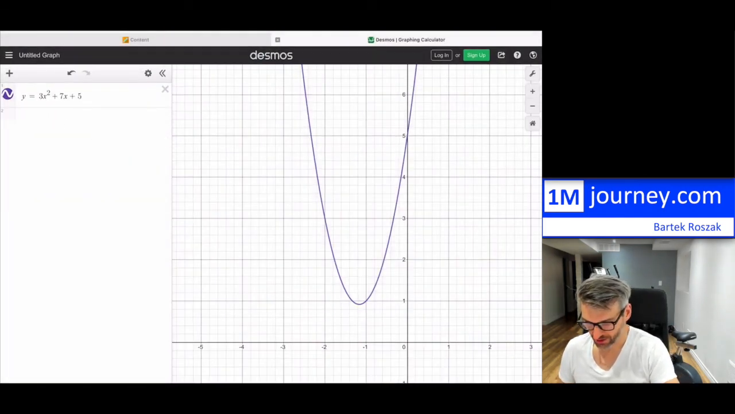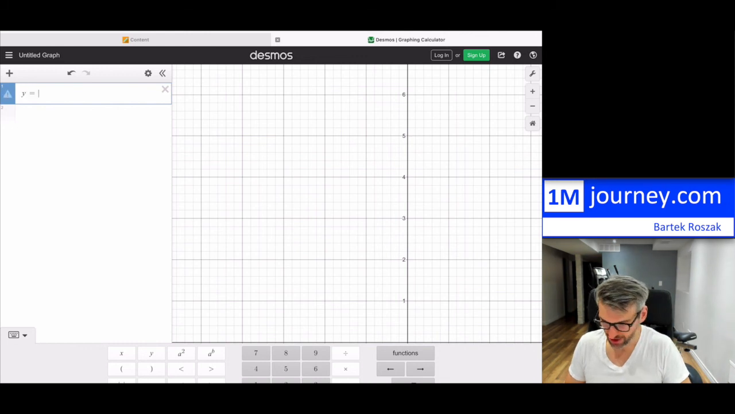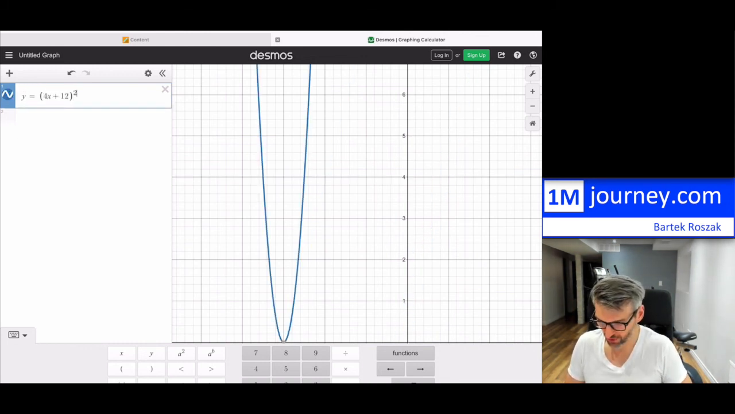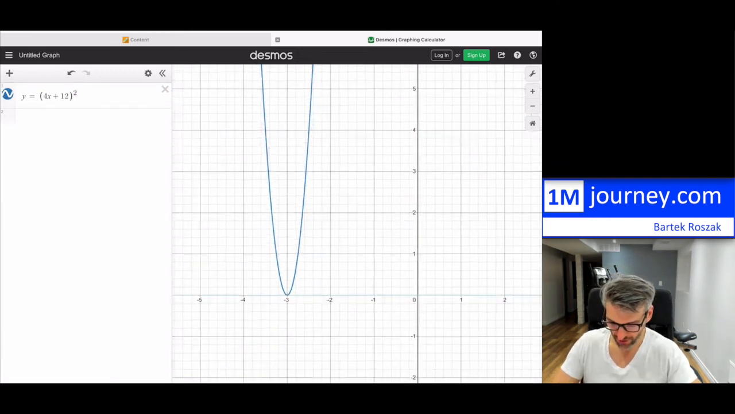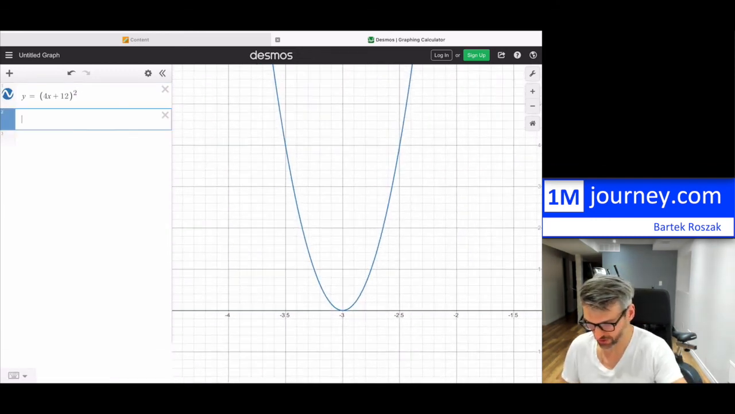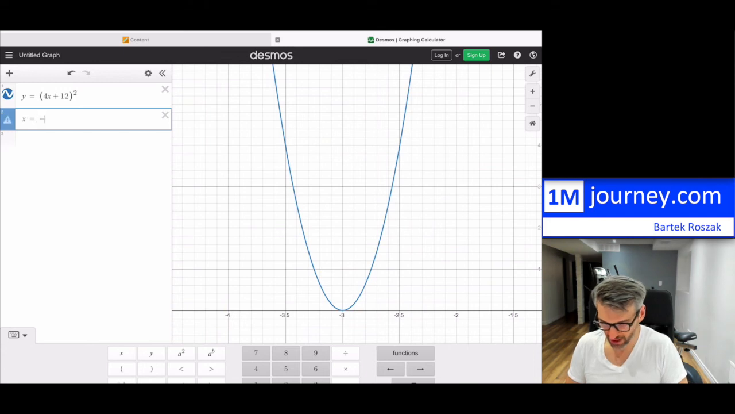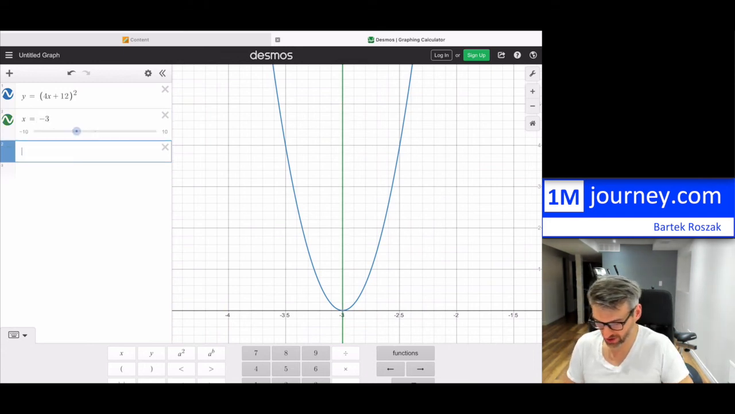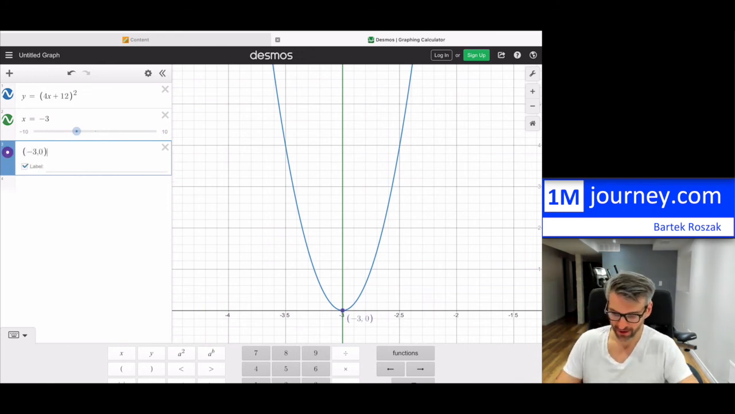Let's clear this. Y is equal to 4x plus 12 squared. All right, beautiful. So this is what we have. Notice you can see that x is equal to -3. It's your line of symmetry. And then your vertex happens at, let's label that in. And there we have it.